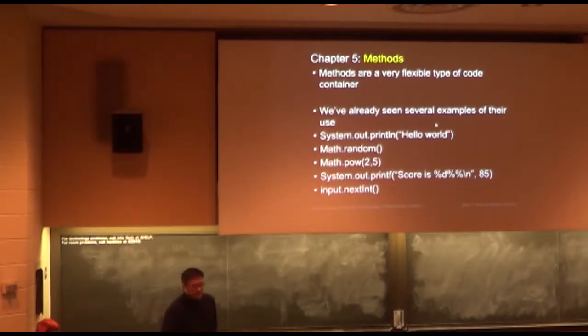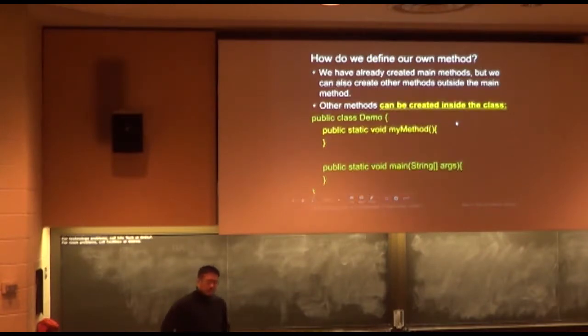Before and throughout the class, we use these methods that Java provides to us because they're shortcuts for doing things. What you're going to learn to do with methods is create your own code that you can use in a shortcut way, the same way that you call on this code here, like Math.random and System.out.println. Okay, so how do we define our own method?